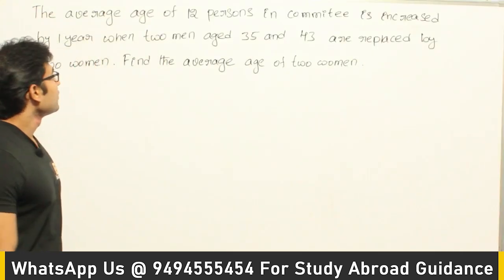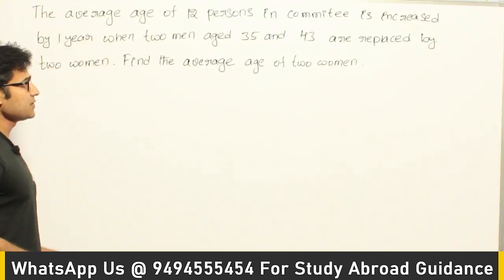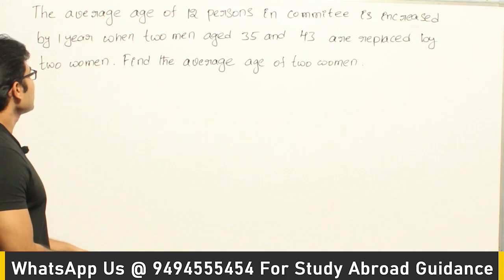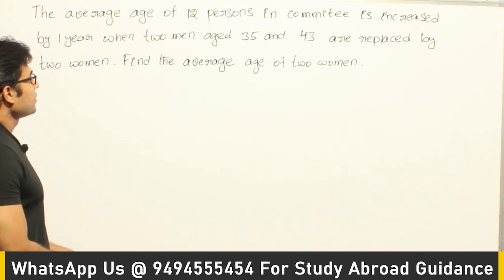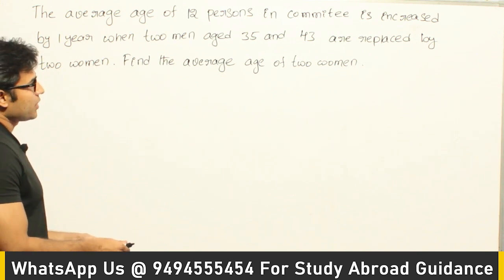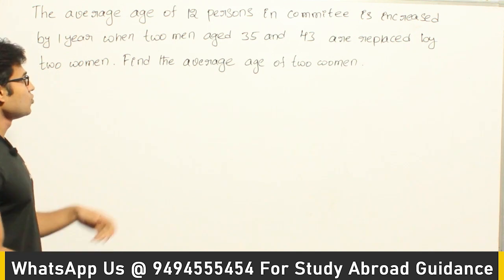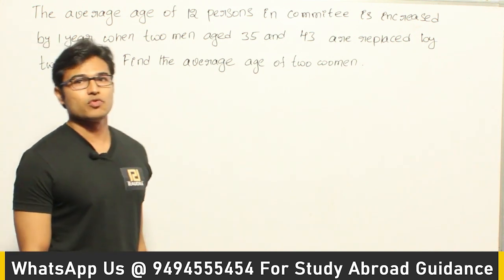Let's see this question. The average age of 12 persons in a committee is increased by 1 year when 2 men aged 35 and 43 are replaced by 2 women. Find the average age of the 2 women.